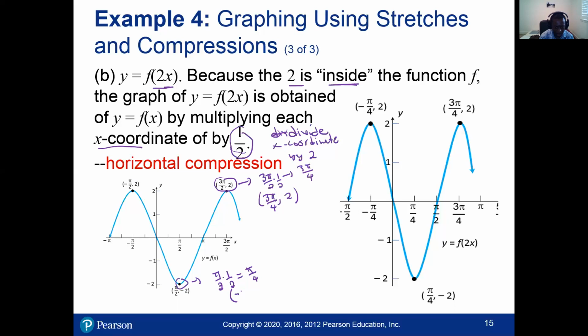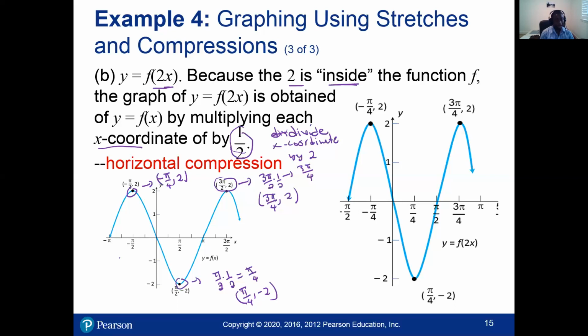So it becomes pi over 4, comma, negative 2. Then what about this point? We multiply negative pi over 2 by half, which will give us negative pi over 4. And then the y coordinate does not change.